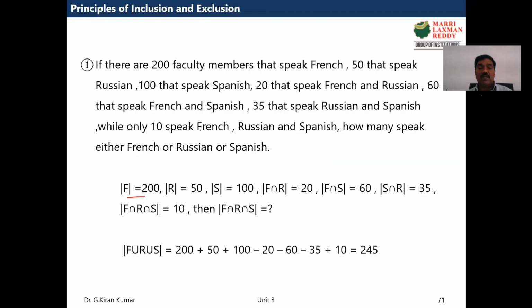I am not reading the question, straight away I'm explaining. The faculty who can speak French are 200 people, and Russian speaking faculty are 50. There is another language called Spanish in this data, so faculty who can speak Spanish is 100. 20 can speak both French and Russian, and 60 can speak both French and Spanish. 35 can speak both Spanish and Russian, and there are 10 faculty who can speak all these 3 languages. Then find F union R union S. As per the formula, it is 245.